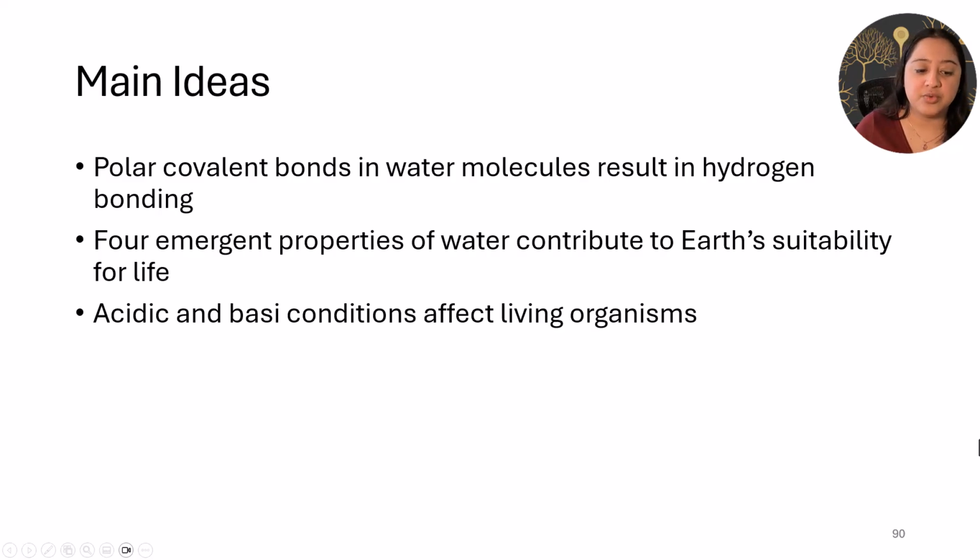Okay, so that was chapter 3, water. There were a lot of extra details in there, which helped give a framework for things as we move into the rest of the course. But these are the main ideas: how polar covalent bonds in water molecules result in hydrogen bonds, four emergent properties of water that are important and contribute to Earth's suitability for life, and how acidic and basic conditions affect living organisms.